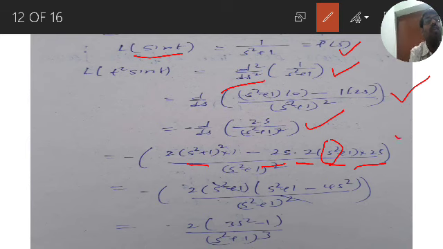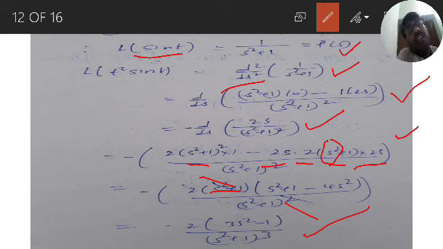That is our derivative. So what did you get? 2 minus outside, 2 into s square plus 1 as common, s square plus 1 minus 4s square, and one power cancels. So the final answer is 2 into 3s square minus 1 by s square plus 1 whole cube. The whole power of 4 has one power cancelled, so whole cube is there. That's it.